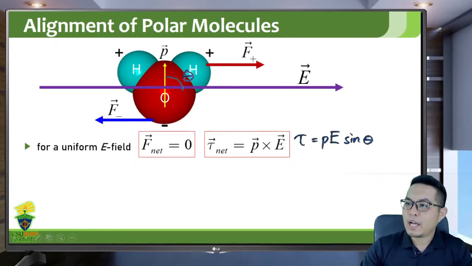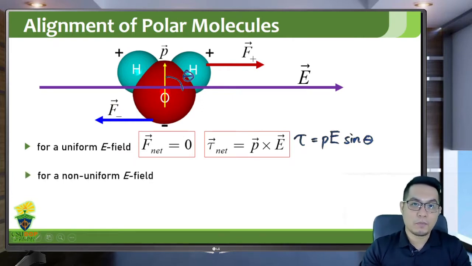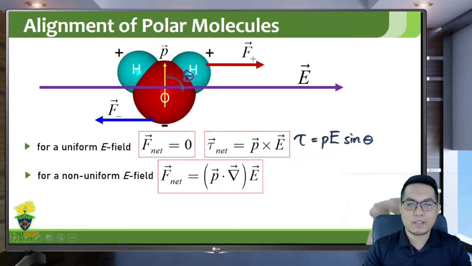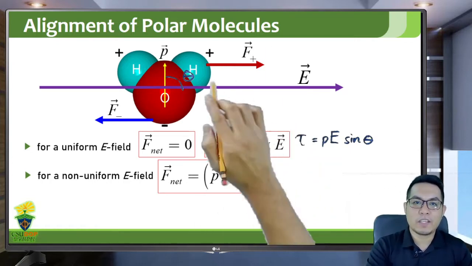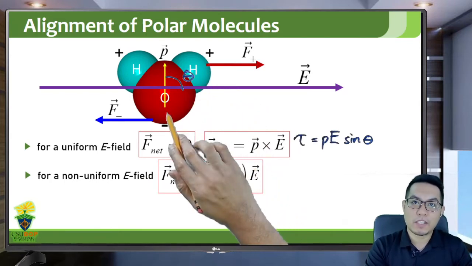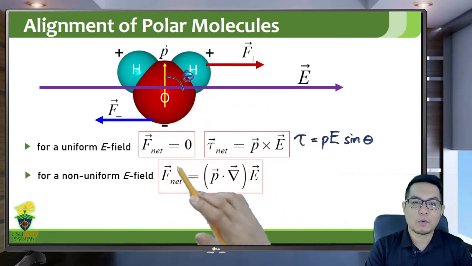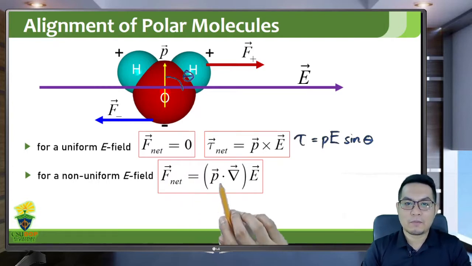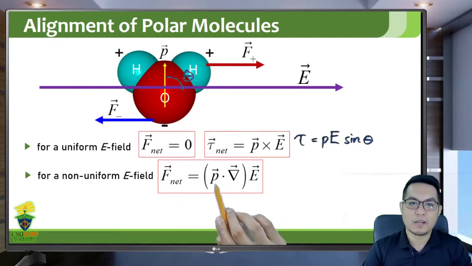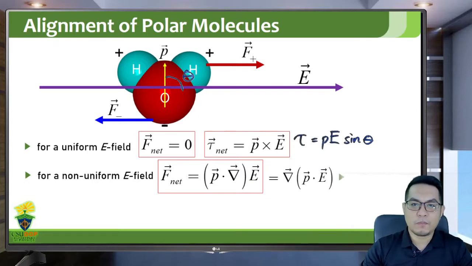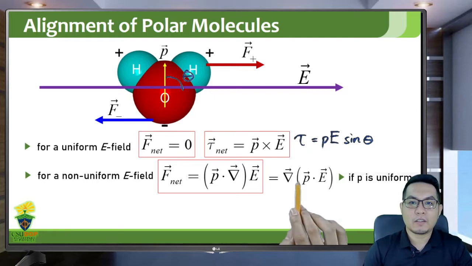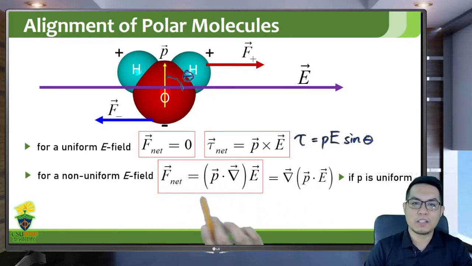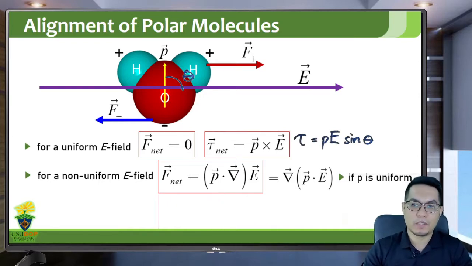Okay. However, if you have a non-uniform electric field, then the force exerted on the positive side will not be equal to the force exerted on the negative side, and hence you will have a net force. In this case, the net force is given by this equation here, P dot the del operator acting on E. If P is uniform, it's just equivalent to the gradient of P dot E. But this is the general formula for any dipole moment P.